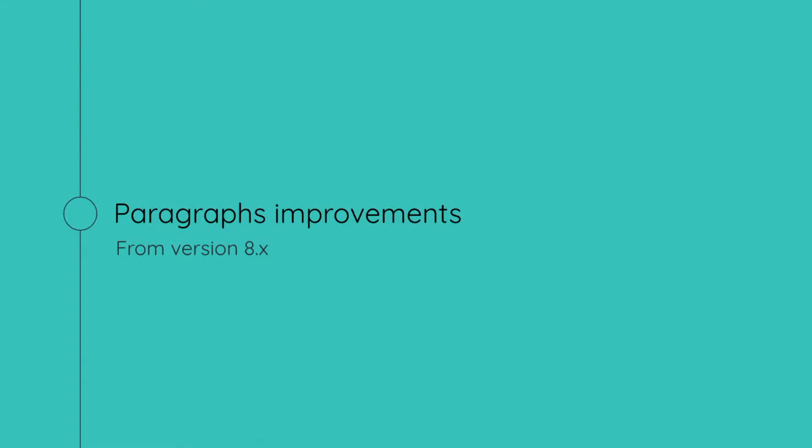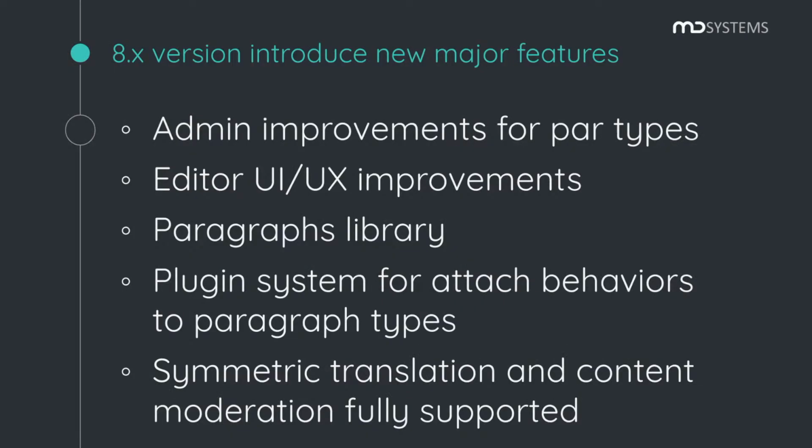So now let's actually see what are all these new paragraphs improvements that we are using and that paragraphs actually offers you from the version 8.x. So there are a couple of main parts. We'll check admin improvements for paragraph types, then editor user interface improvements. We will check the submodule paragraphs library and why can or should you use it depending on the use case. We will check the plugin system for attaching behaviors to paragraph types. These are actually layouts, styles, and anything else you will see.